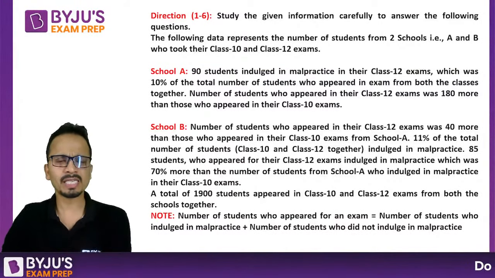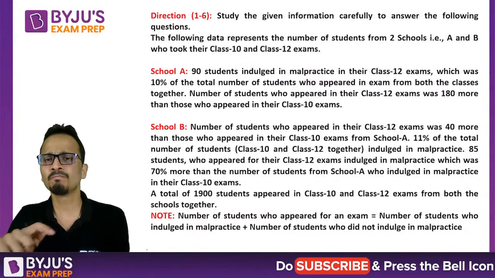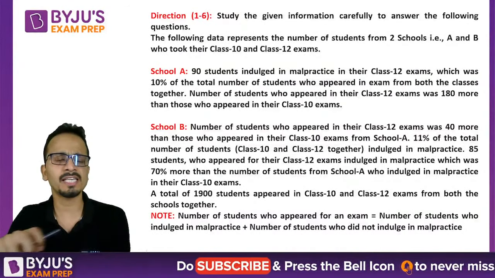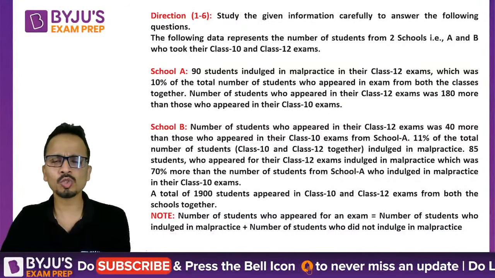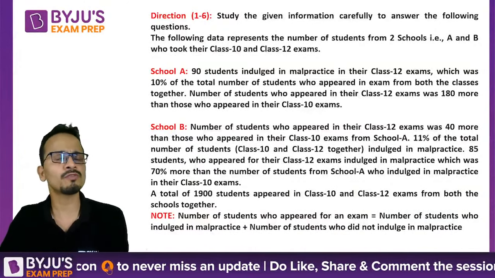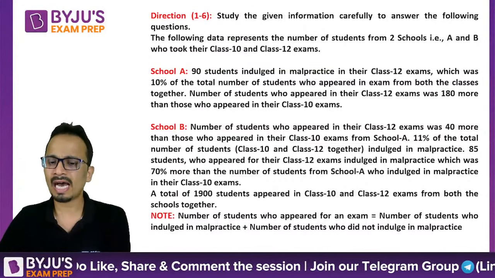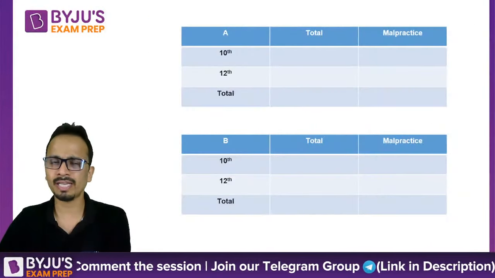So it is clear that for school A, I can make a separate table, and for school B, I can make a separate table. Then the columns will be for class 10th and class 12th, and the rows will represent the total number of students in class 10th and the total number of students who are indulged in malpractice. So I have made a blank table on the next screen.